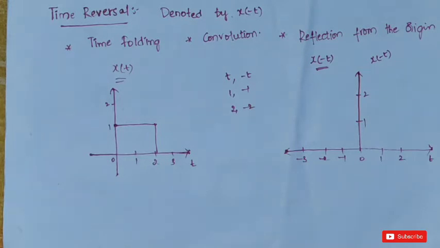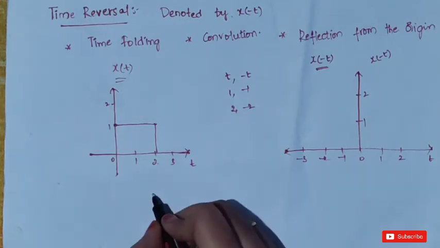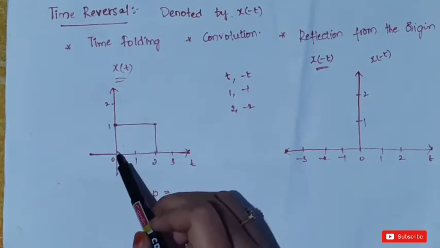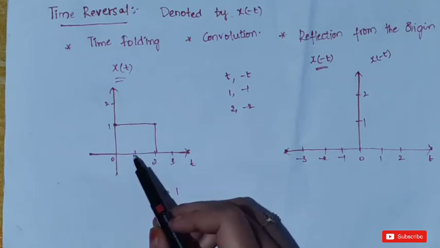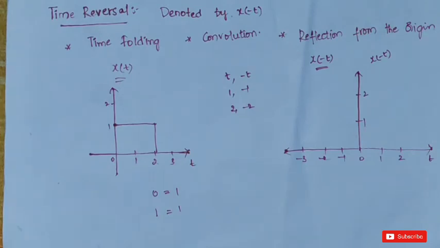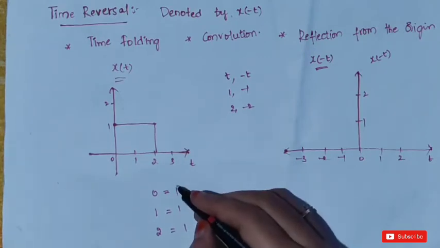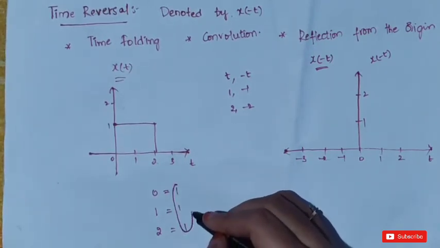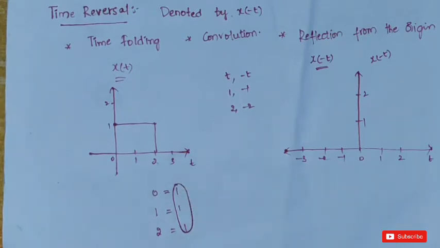Before finding the x of minus t signal, first let us see the x of t signal. Here what is the amplitude value at 0? It is 1. At 1, its amplitude is also 1. At 2, it is 1. So the amplitude is 1 at all the time samples 0, 1 and 2. That's what we can declare from this.